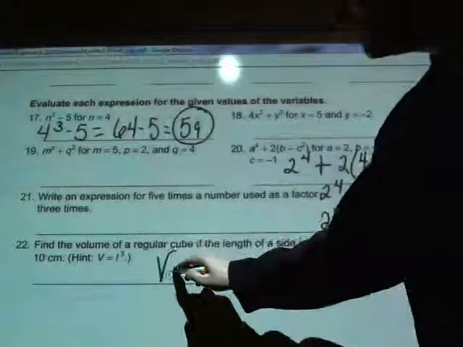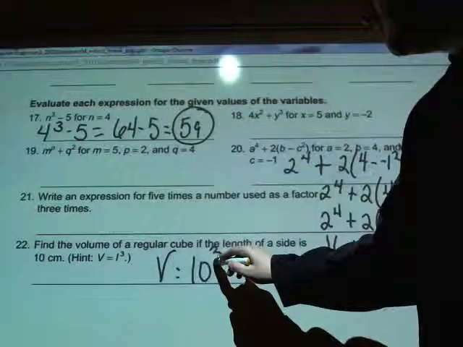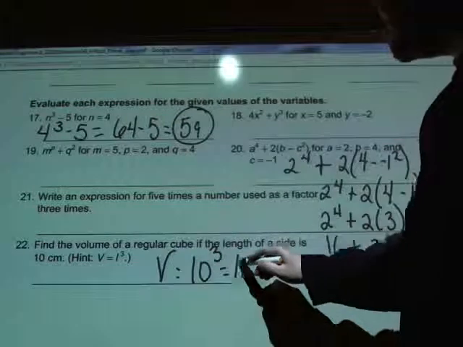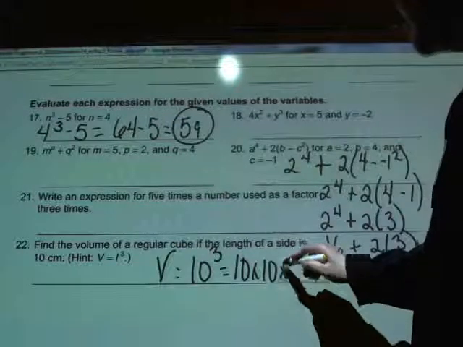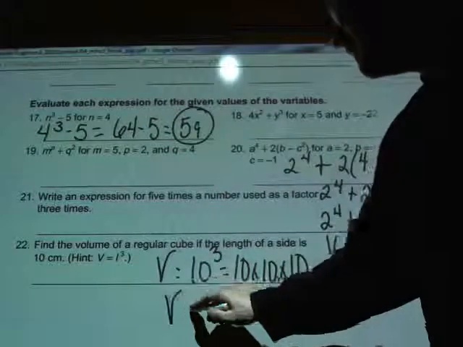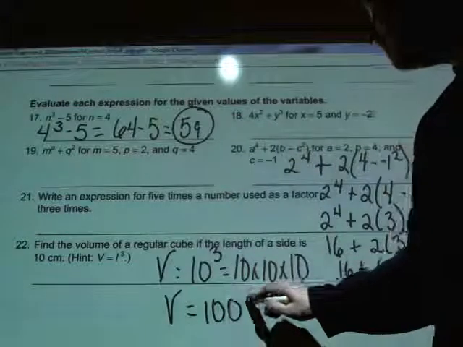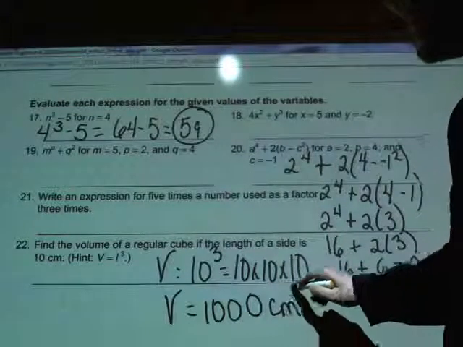So the volume here is 10 cubed. Of course, that's going to be the same as 10 times 10 times 10. 10 times 10 is 100, times 10 again is 1,000. So the volume of the cube is 1,000 centimeters cubed.